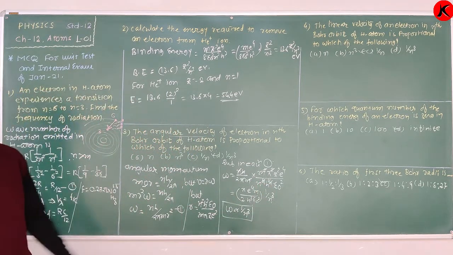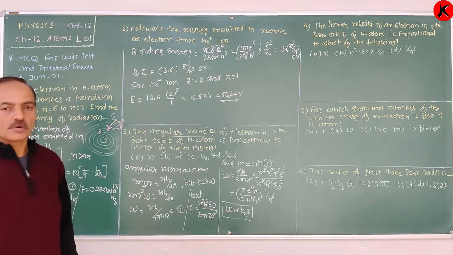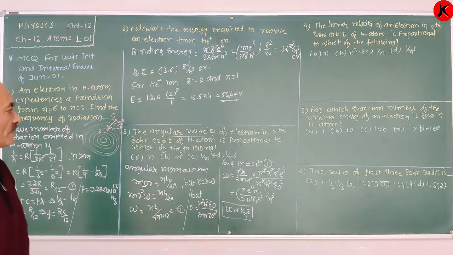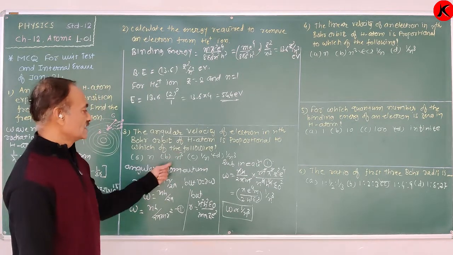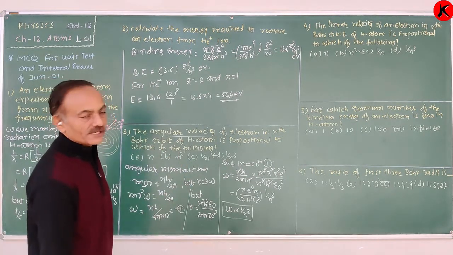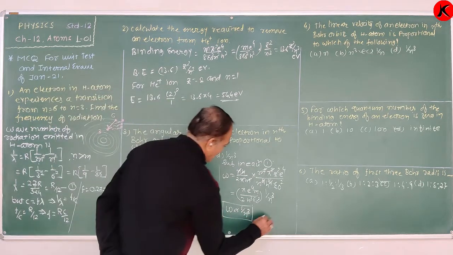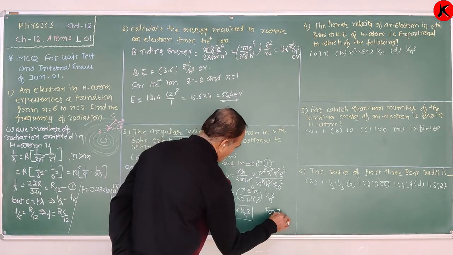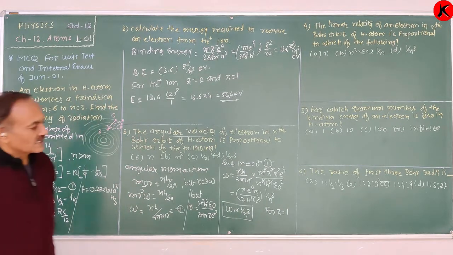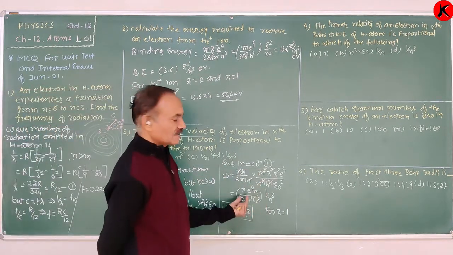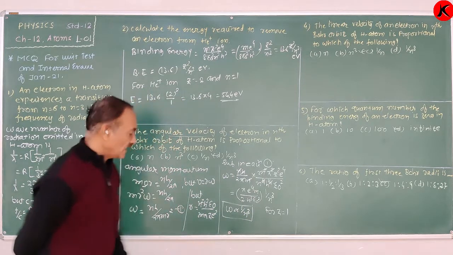Therefore the angular velocity of an electron in nth Bohr orbit of hydrogen atom is proportional to 1 upon n cube. For hydrogen atom z is equal to 1, we consider. Therefore the z square is not written here. Clear this? Okay.